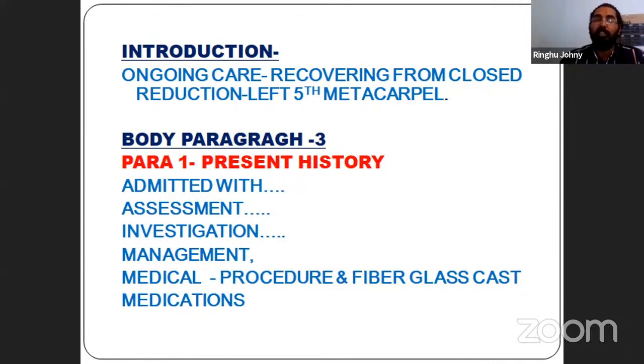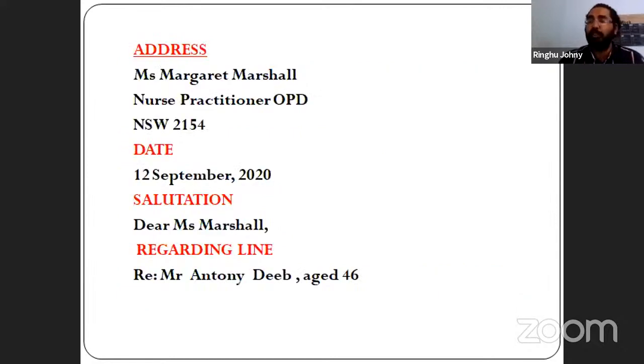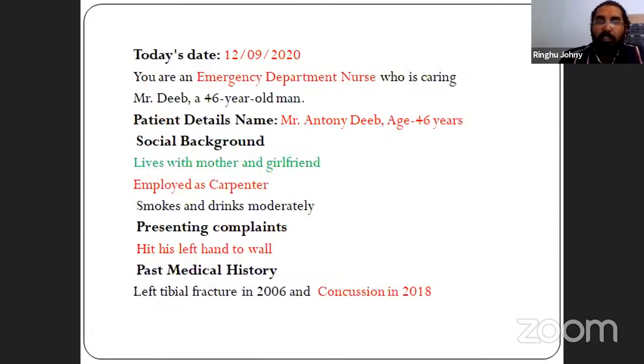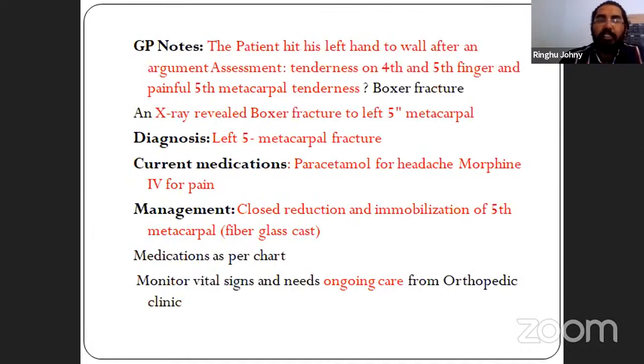Now let's look at how we can apply it. If you look at this letter, we can plan it. How do we plan? This is Mr. Deeb. Mr. Deeb presented to the emergency department, not "with"; remember, he hit his left hand against a wall after an argument. So how do we write it? Mr. Deeb presented to the emergency department after hitting his left hand onto a wall following an argument.